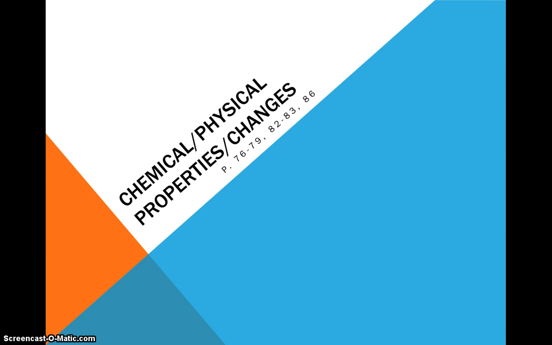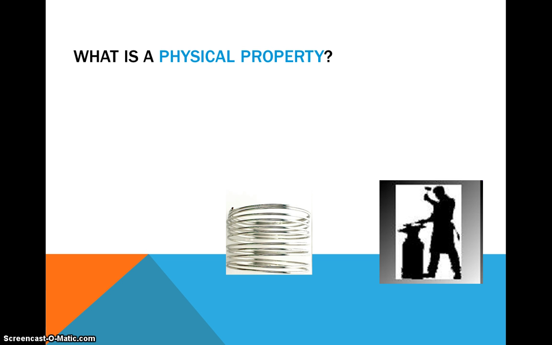Today our focus is on understanding what is meant by the terms physical properties and changes and chemical properties and changes. This covers pages 76 through 79, 82 through 83, and 86 in your text. Let's get started. So what's a physical property?